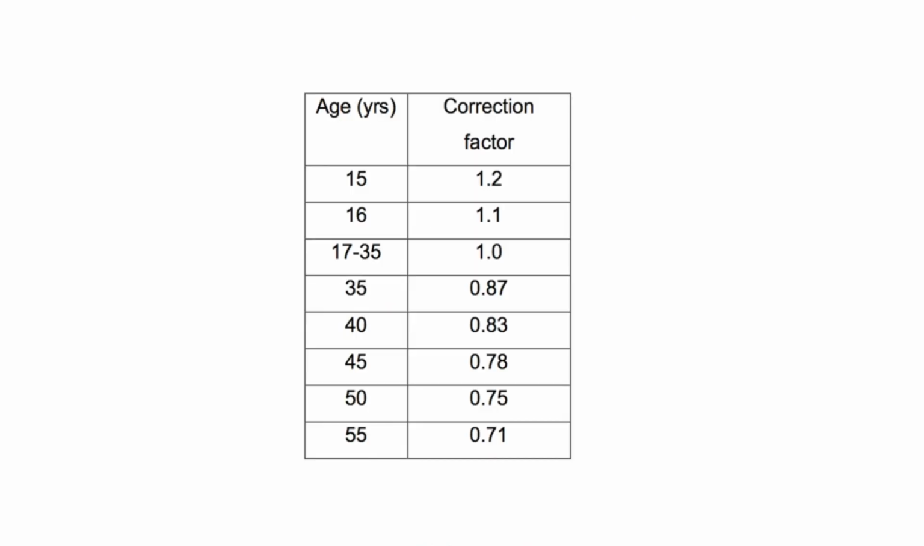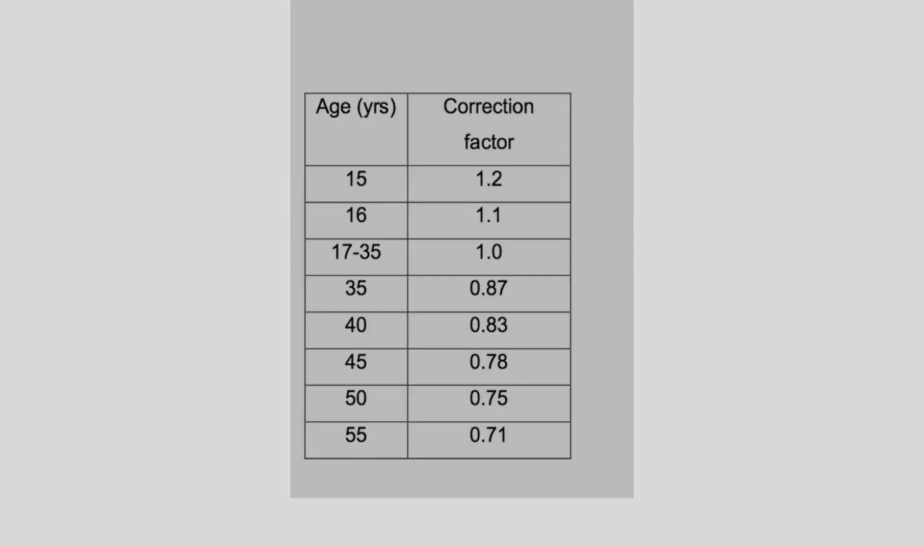And then from this middle graph, you can read the VO2 max in liters per minute, which in our case is roughly 4.4 liters per minute. If the patient is younger than 17 or older than 35 years old, you have to apply a correction factor to the VO2 max. So you're going to multiply the VO2 max by this factor.